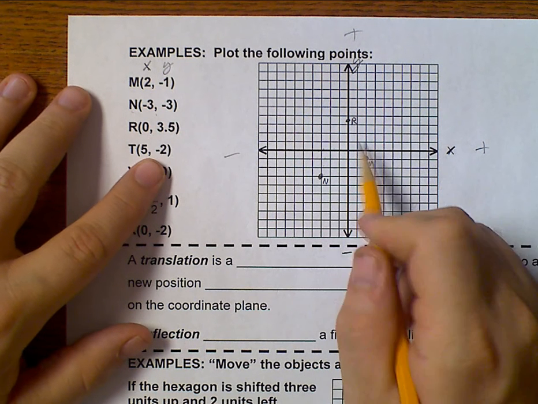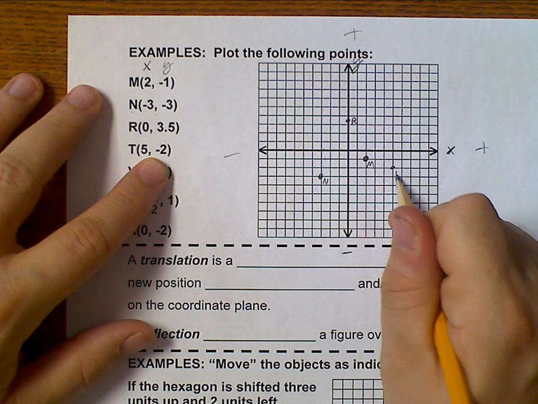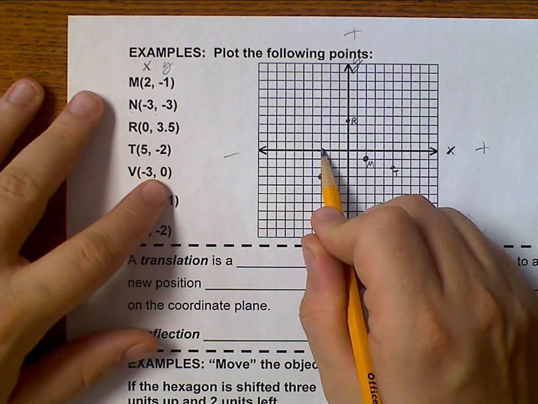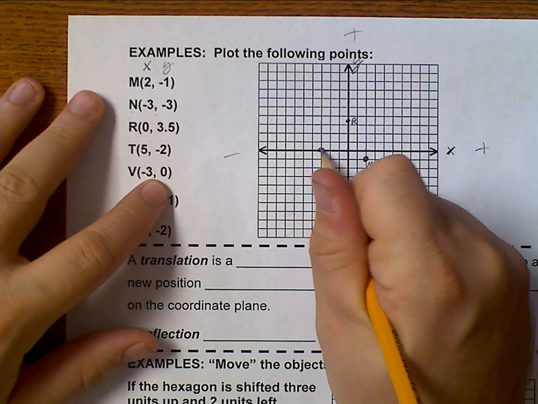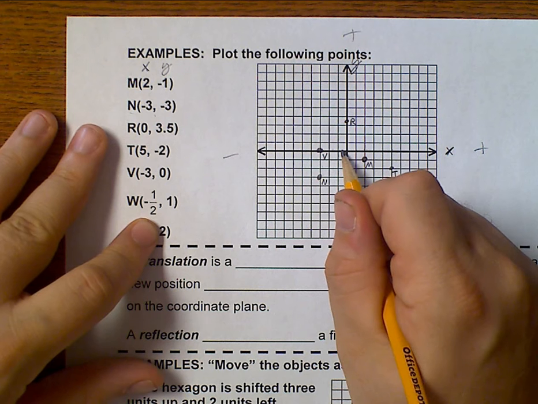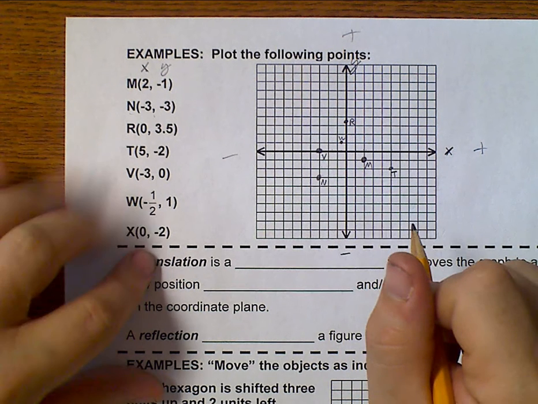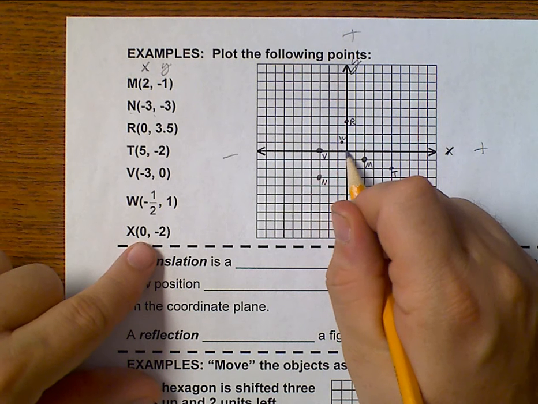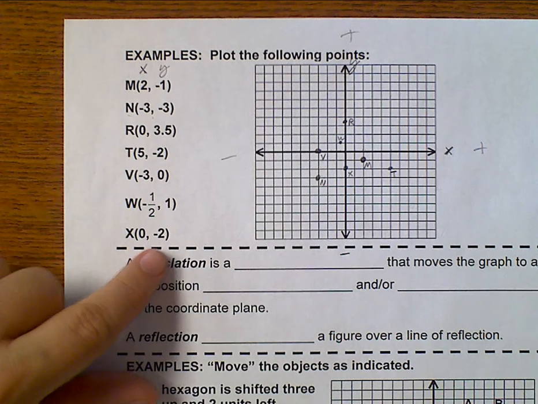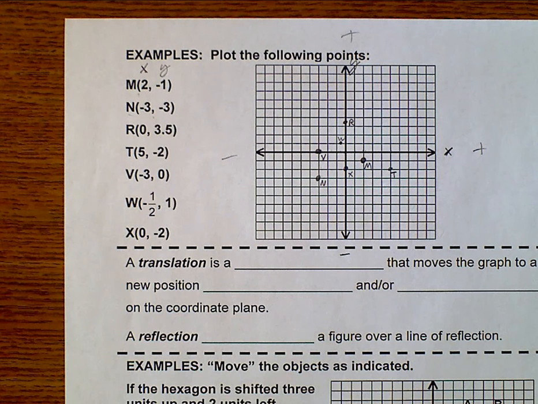For T, it's going to be 1, 2, 3, 4, 5. And then a negative 2. 1, 2. So that's T. V, 1, 2, 3 negative. And then we don't move up or down because it's a 0. W, when you go left half of something, and then up 1. And that would be W. And X would be 0, so we don't move right or left. But we do go down 2, and that would be X. And so here we plotted all of our points, X, Y, and you just move along until you plot it, and then make sure you label it.